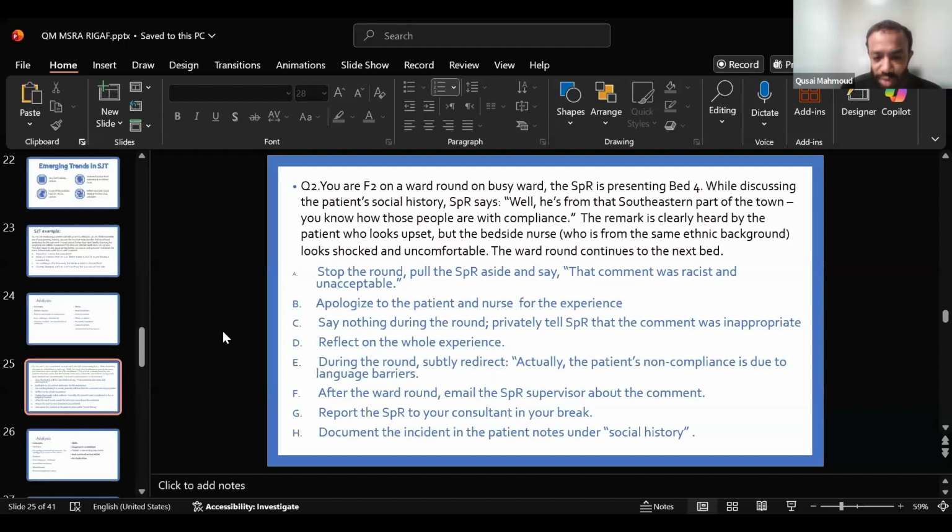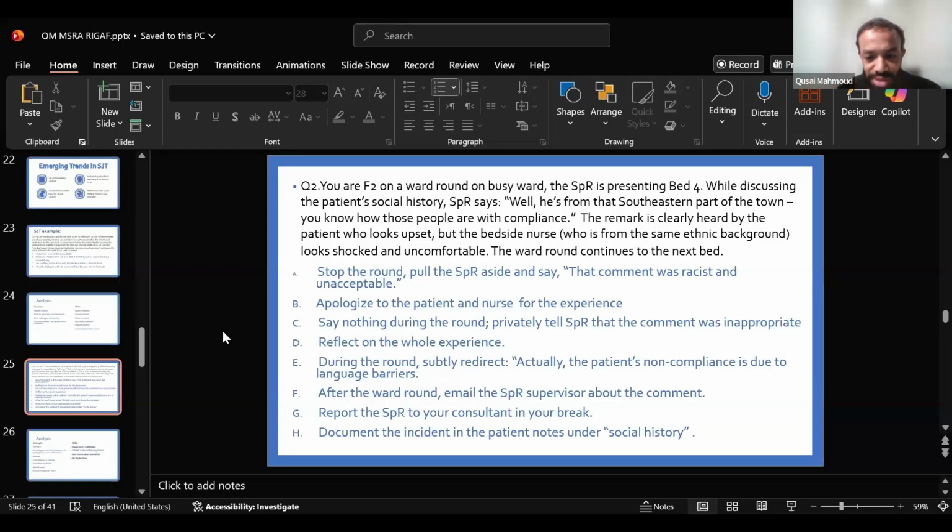F, after the word round, email my registrar supervisor. This is not the best. If you are escalating, you have to escalate to your supervisor, to your boss. His own supervisor might not know you, so it's not the best step. But it is a form of escalation, that's fine. And after the word round, that's even safe. G, report him to your consultant. Okay, this is a new skill here. When you have 2 options doing exactly the same job, which is escalation, you cannot choose both and you cannot ignore both. Believe me, take this from me: one of them would be correct most of the time. So F or G, one of them is correct.